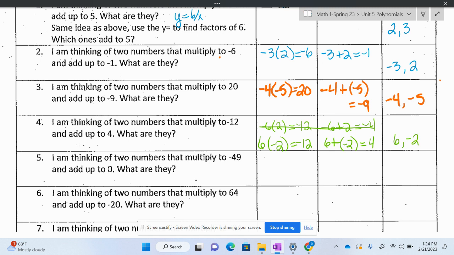All right, Kate, I'm thinking of two numbers that when I multiply them together, I get -49. And when I add them, I get 0.